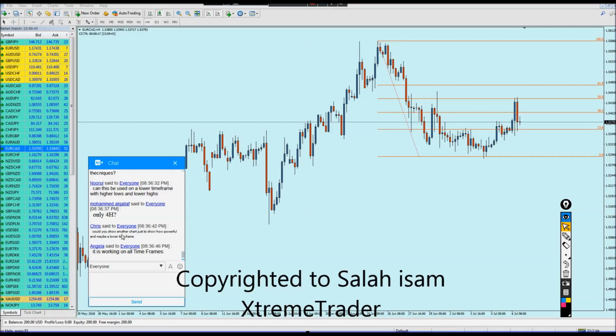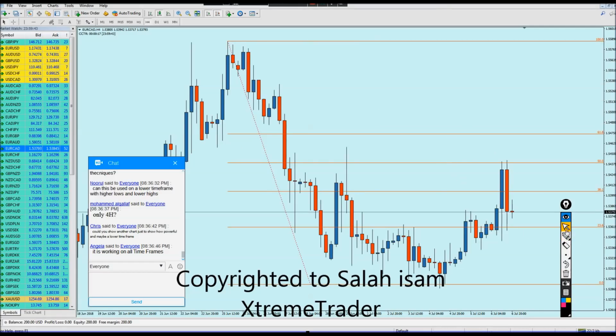Yes, it is working in all the time frames. Could you show another chart, just to show how? Yes, I'm showing you the charts randomly now. Not only that, but I will draw Fibonacci in all the possible ways. So now I draw Fibonacci from this higher high to this lower high. So let's check what happened.